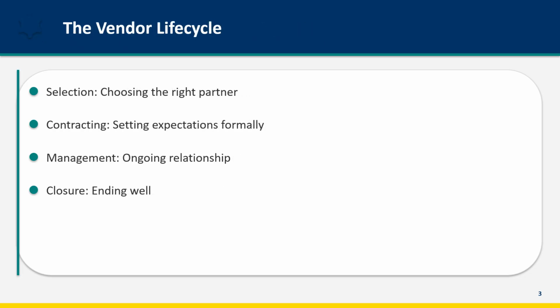Vendor relationships follow a life cycle. Selection is choosing the right partner through evaluation and due diligence. Contracting sets expectations formally through legal agreements. Management is the ongoing relationship, monitoring performance and maintaining communication. Closure ends the relationship well, with lessons learned and proper transition. Each stage has its own challenges and techniques.